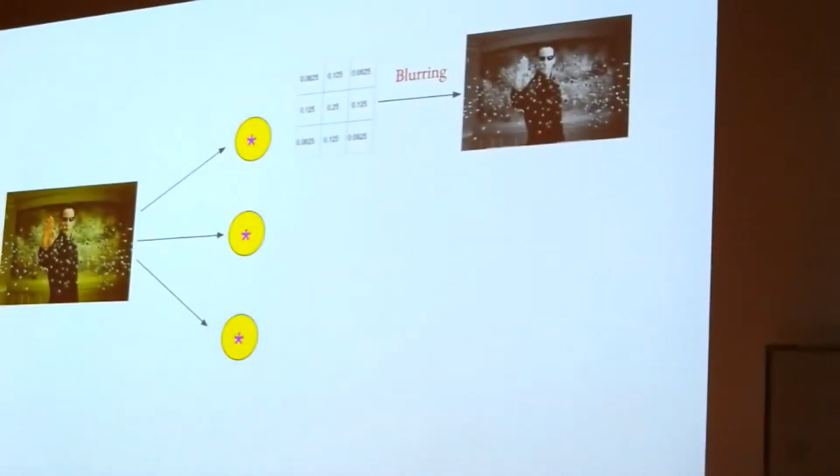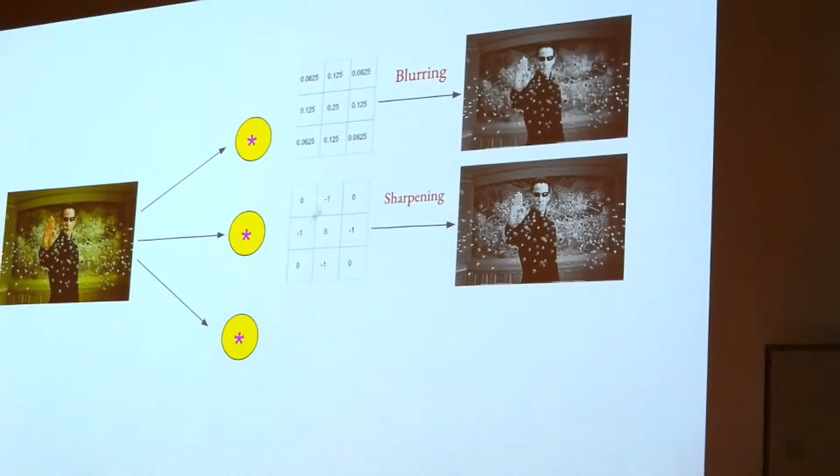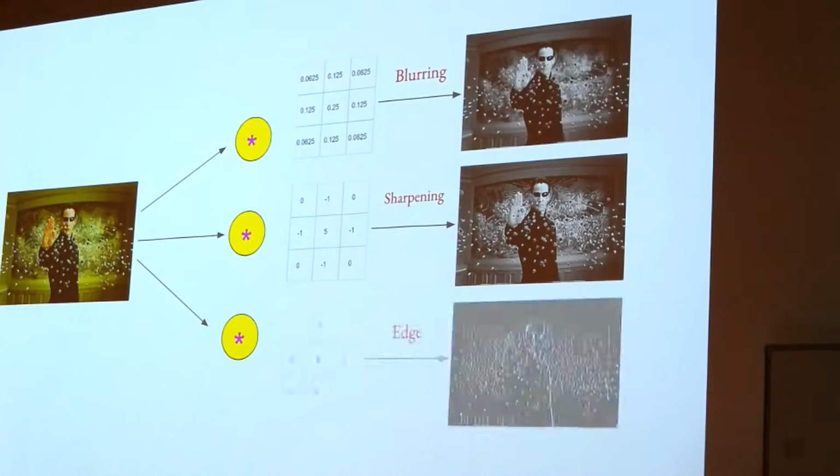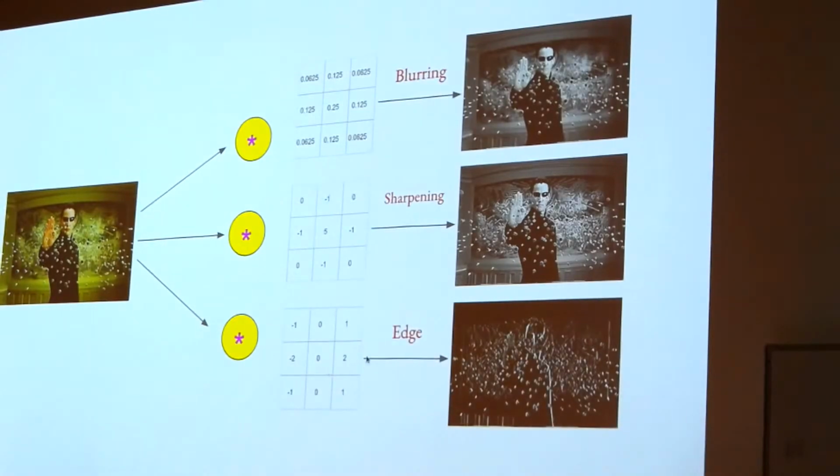Let's see what happens if we apply different filters, different kernels. When applying this kind of filter, these numbers are actually special numbers for blurring images, so we get a more blurred image. If we apply these numbers, as you see here, we get a sharpened image. But if we apply these numbers, we get an edge result, the edges of the image. You can see the person's edges.